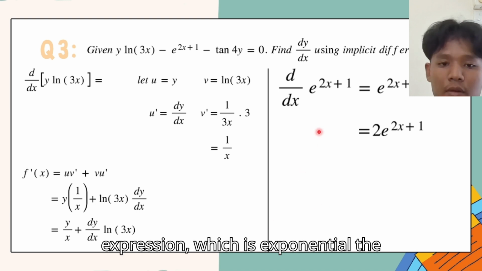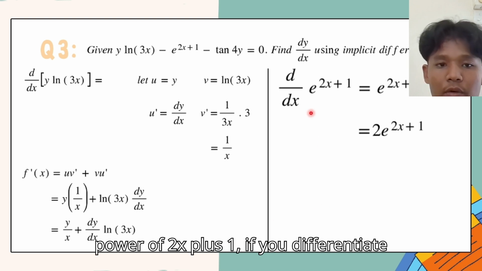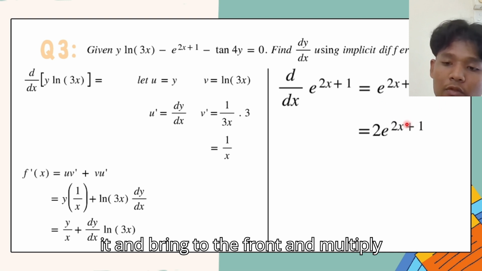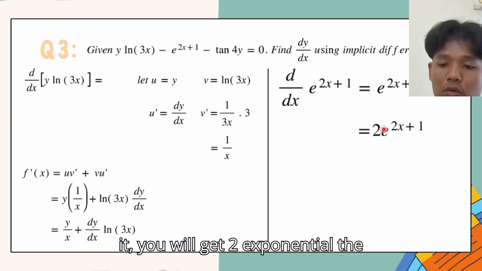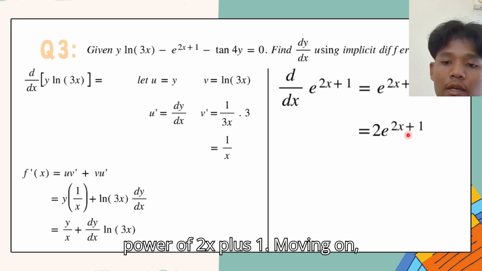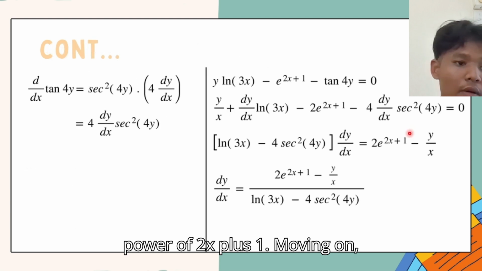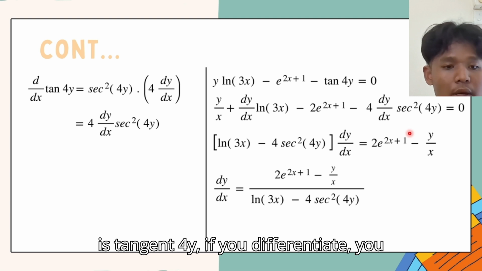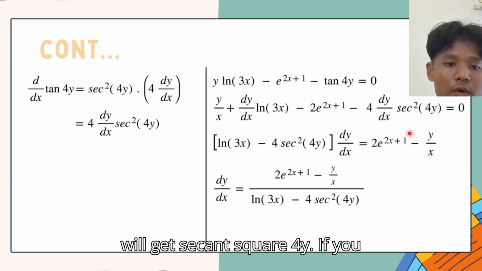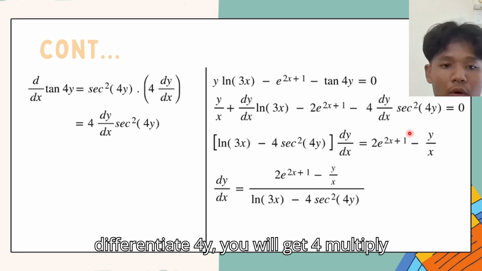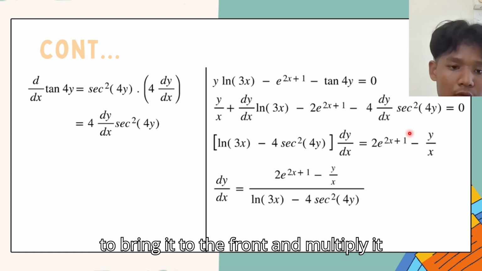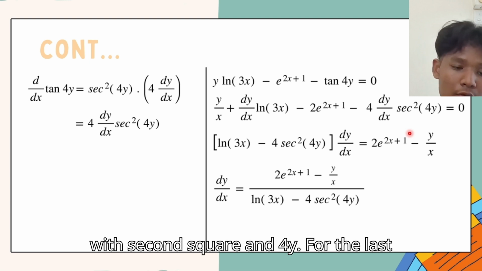For the next expression, which is exponential the power of 2x plus 1, if you differentiate it, you will get 2, and multiply it and bring to the front, you will get 2 exponential the power of 2x plus 1. Moving on, for tangent 4y, if you differentiate, you will get secant squared 4y. If you differentiate 4y, you will get 4 multiply dy over dx. And then you will have to bring it to the front and multiply it with secant squared 4y.